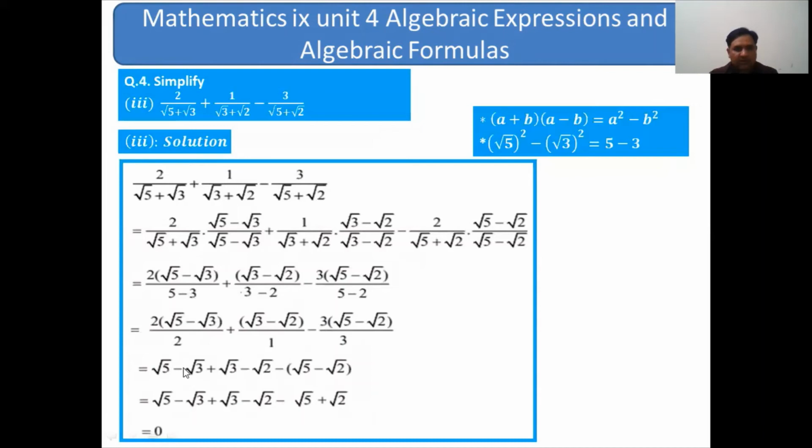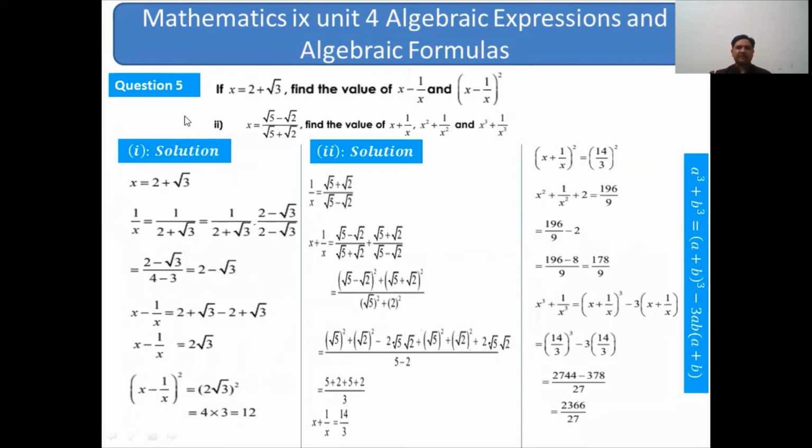So we are left with square root of 5 minus square root of 3 plus square root of 3 minus square root of 2, and minus 9. Square root of 5 minus square root of 2. So when we multiply this minus, we have minus square root of 5, and minus minus plus square root of 2. So this positive square root of 5 cancels out with this negative. This negative square root of 3 cancels out with positive square root of 3, this negative square root of 2 cancels with this one, and we are left with 0.